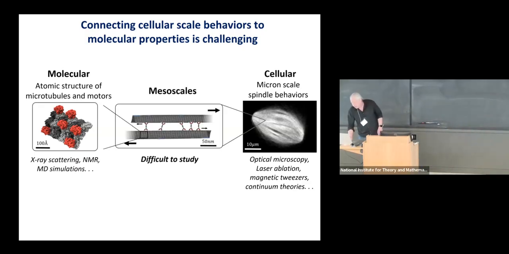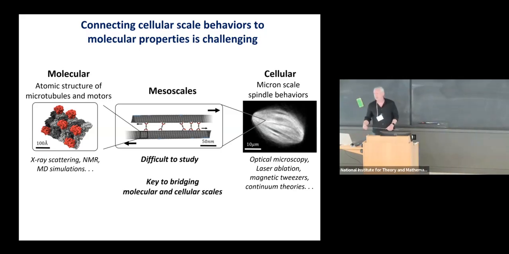But bridging the molecular scale to the cellular scale really requires understanding what's happening at the mesoscales in between. These are scales of tens of nanometers, which are large compared to individual molecules, but small compared to anything you can see in an optical microscope. And those are very difficult to study experimentally. They're very difficult to study, but they really are key to bridging the molecular and cellular scales in a serious way.